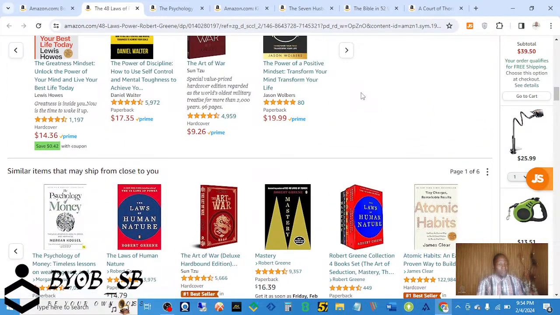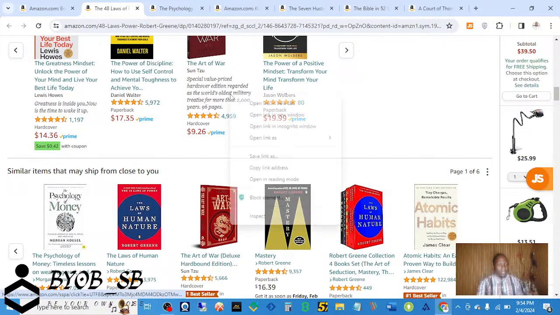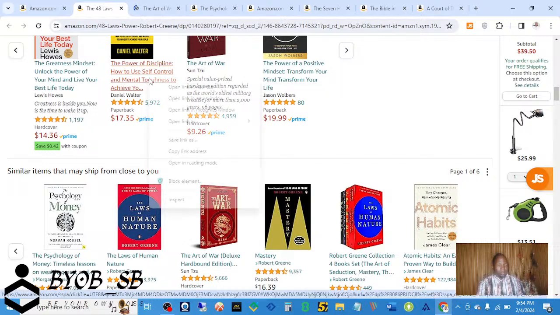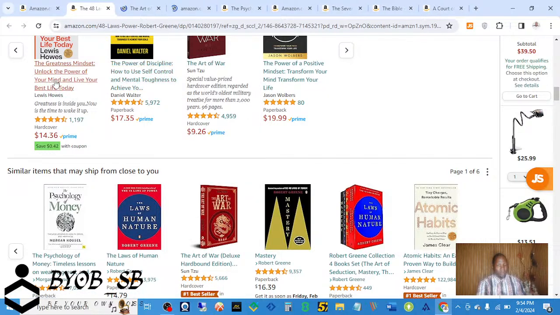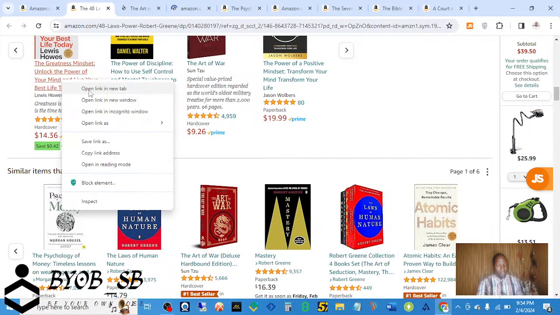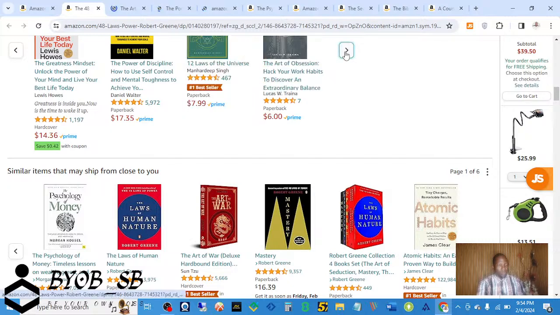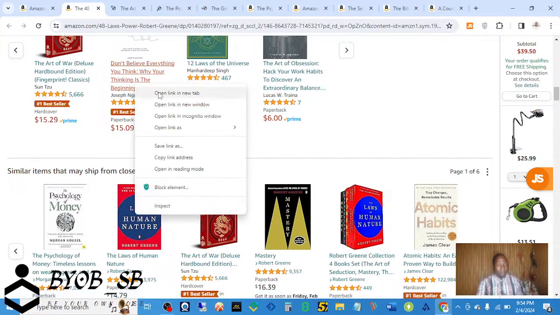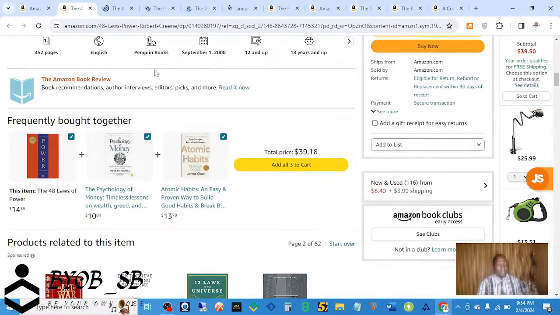Now, there is one thing I want you to understand about the Amazon platform. So let me open this book as well. These are not top selling books, so I want to open them as well so that we can do this.